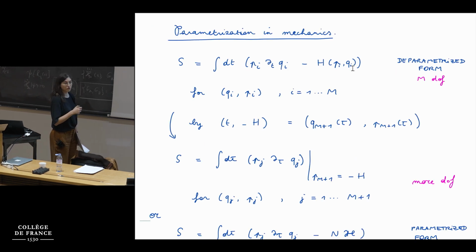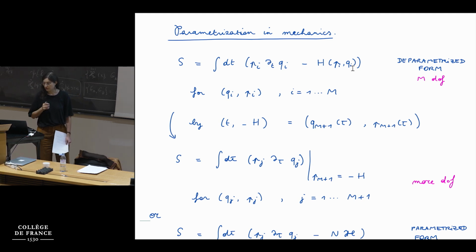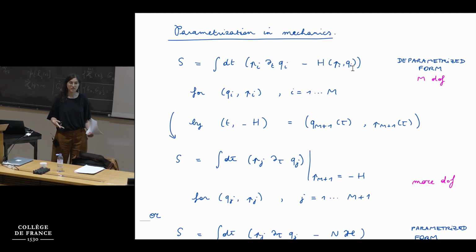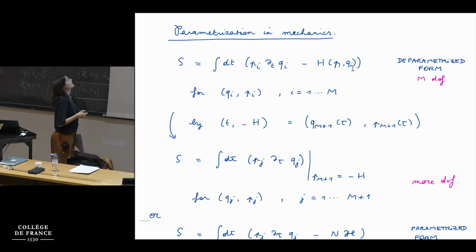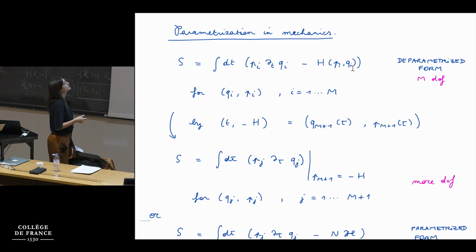Okay, so to start with the first part, the ADM deparametrization, I want to start with discussing the concept of deparametrization in a very simple context. So I will discuss parametrization and deparametrization in a simple mechanics model. I want to look at a simple action of the form p q dot minus H in terms of canonical pairs of coordinates and momenta for a system that has m degrees of freedom. So the index i runs over these m values.